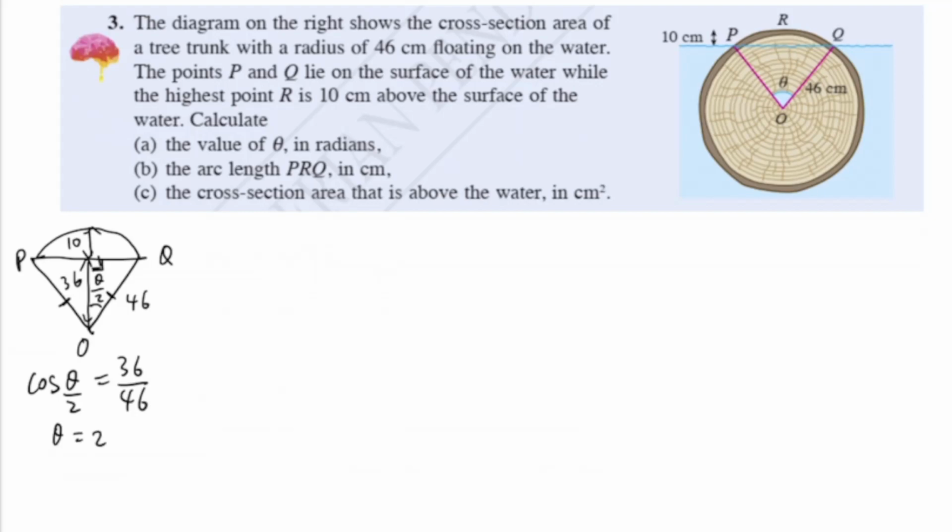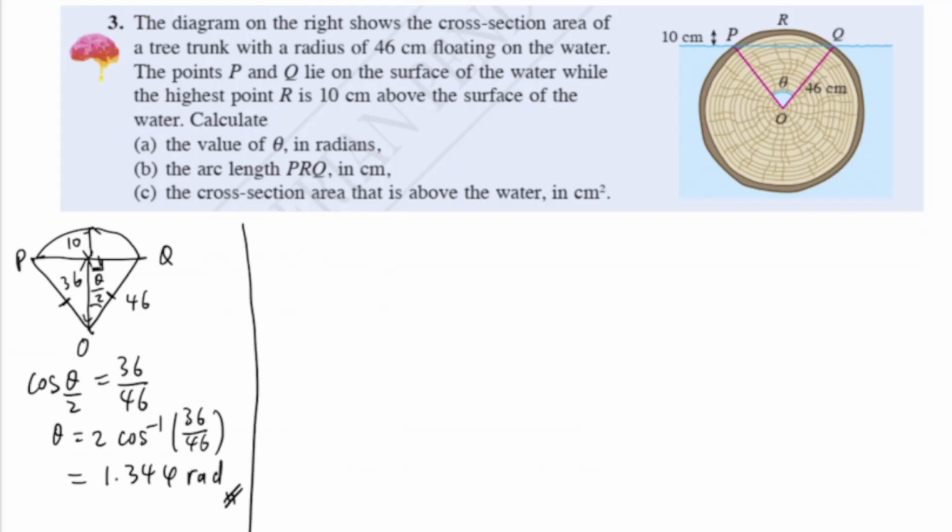So you want to use your calculator in radian mode. 2 times cos inverse 36 over 46, right? And you should get 1.344 radian. Okay, correct to 4 SF. Yep, that's your answer. Okay, next one.